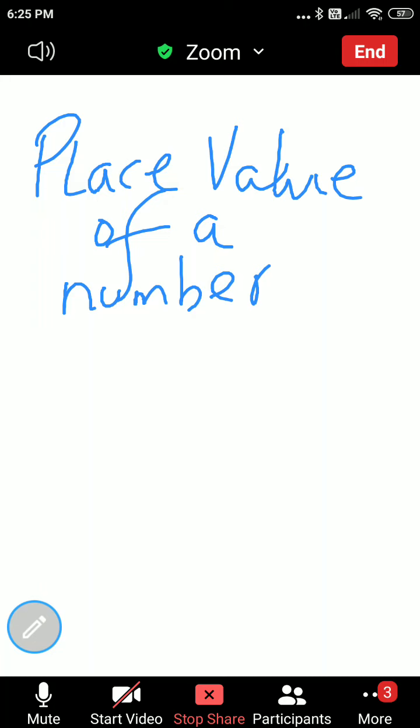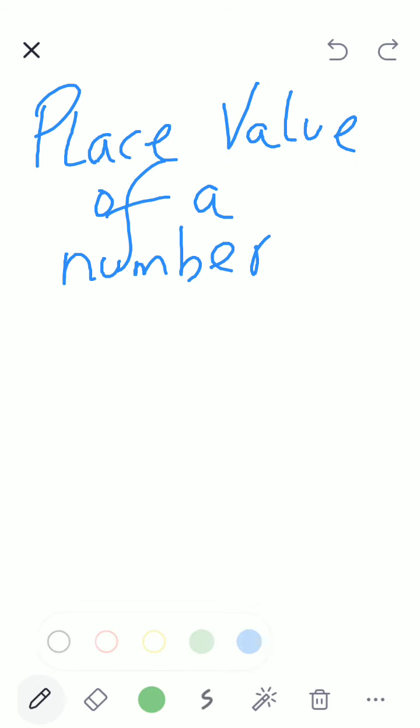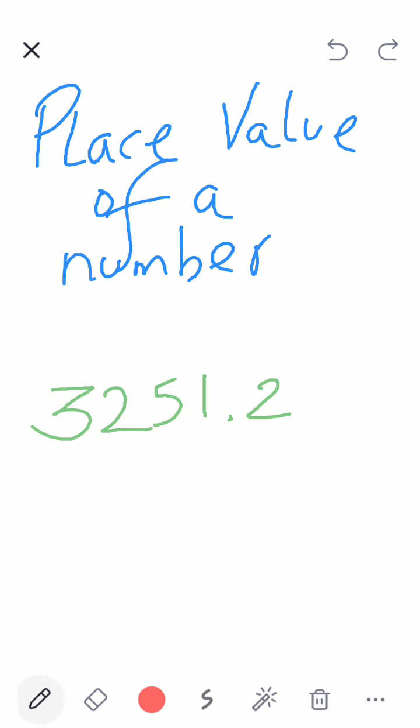I have to understand place value of a number. Suppose I write a number, say 3251.2. So yesterday I told you all that whenever I write, now where's the decimal point? Can everybody see the decimal point?